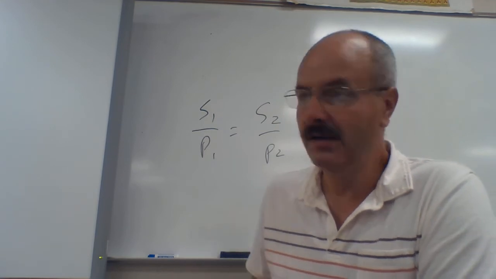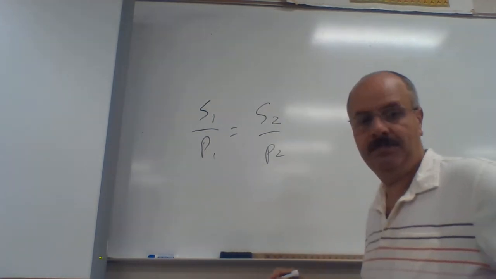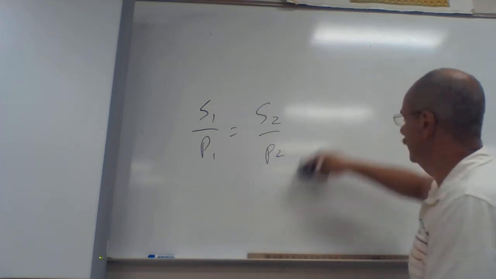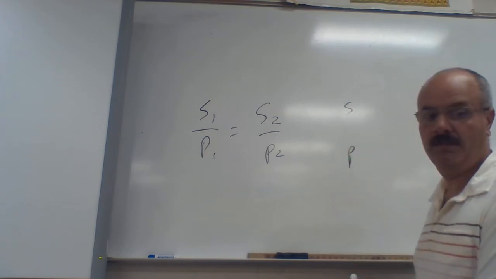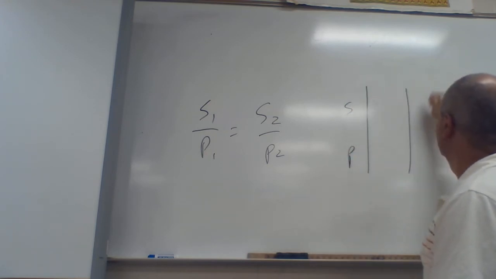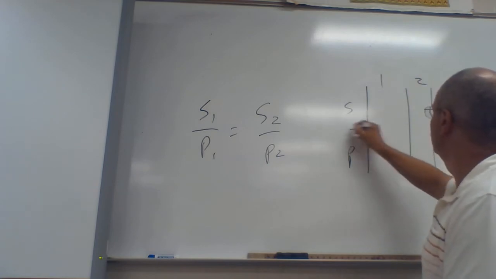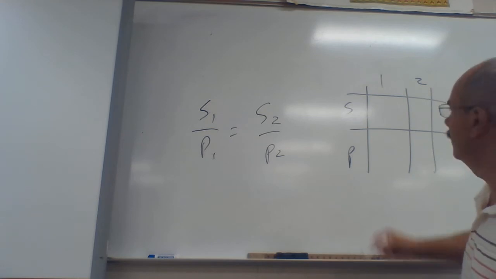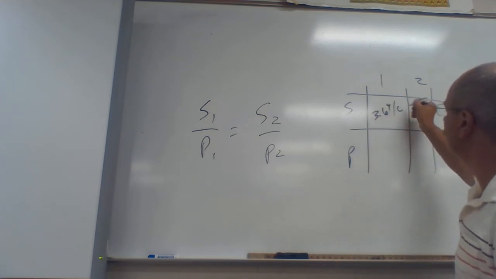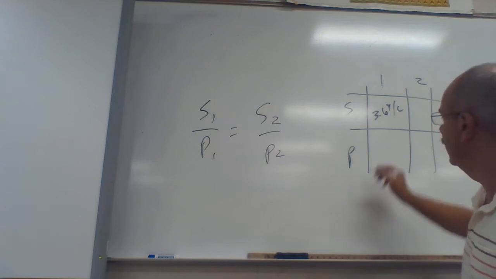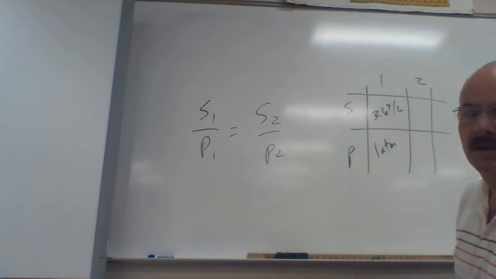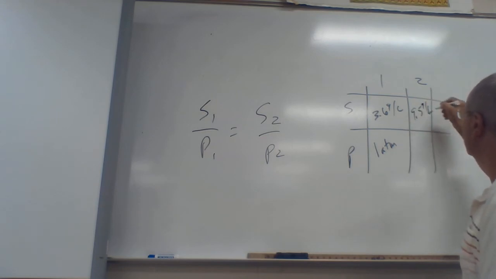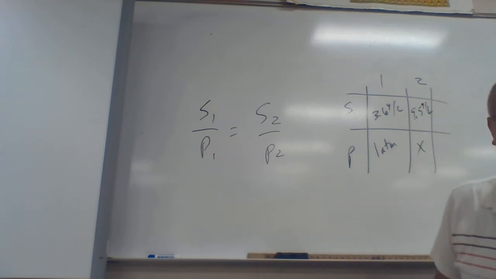Now, I made a little chart there, and in this chart, let's see, do it over here, we have S and P, right? And then I have, in the chart, system 1 and system 2. So now I can go back and look at the things they gave me, and they said, well, we got 3.6 grams per liter. That was the first solubility, and that's at 1 ATM. And then we have, well, it says, what if we raise that solubility to 9.5 grams per liter? And what X is going to be the new pressure?